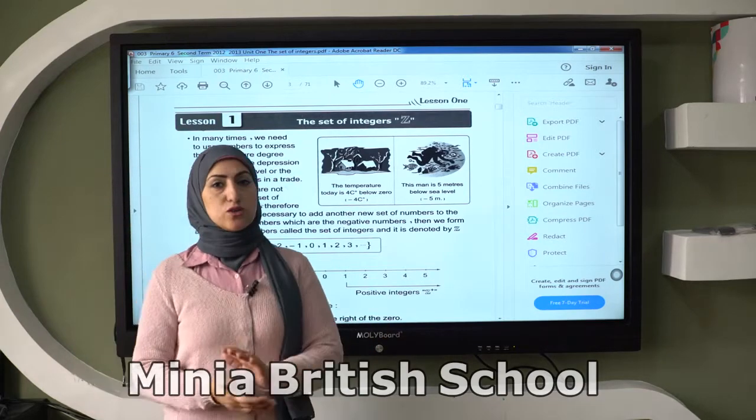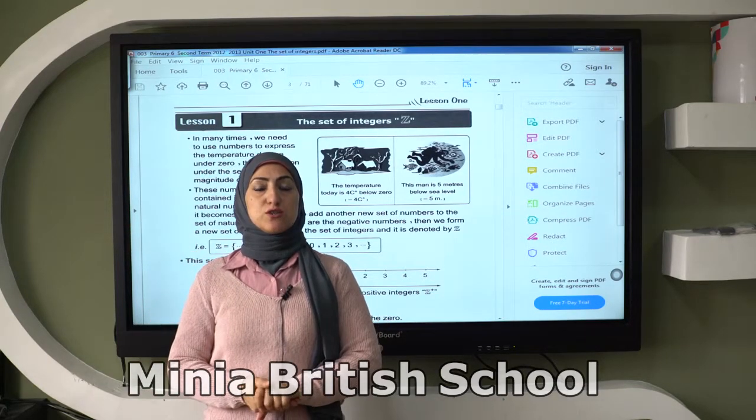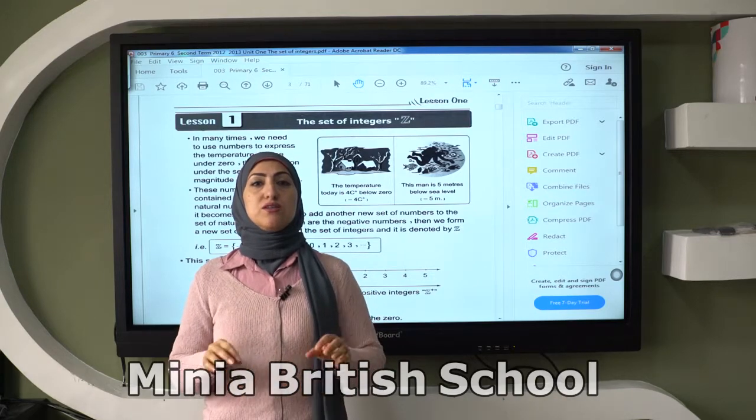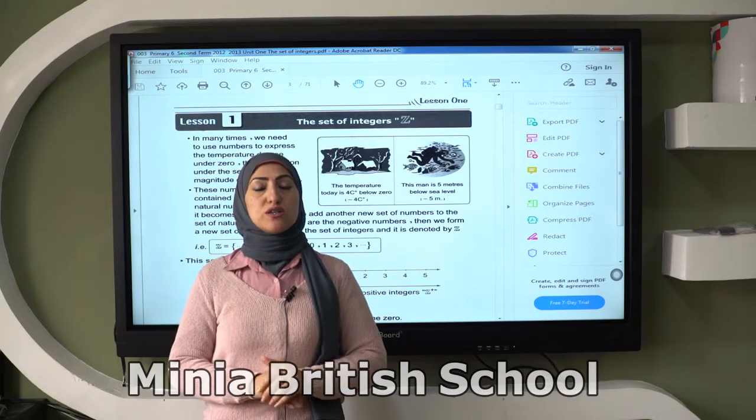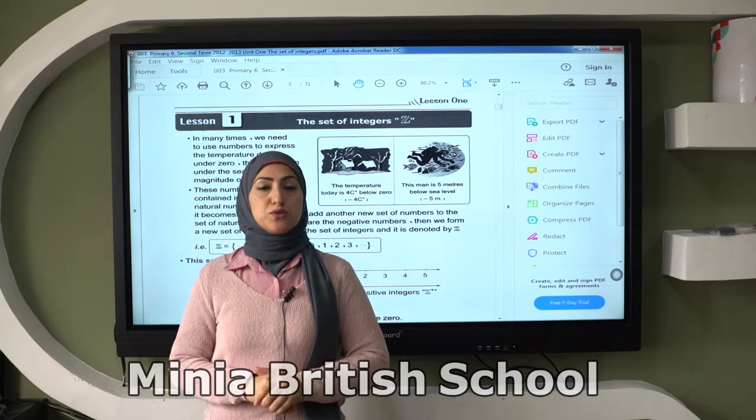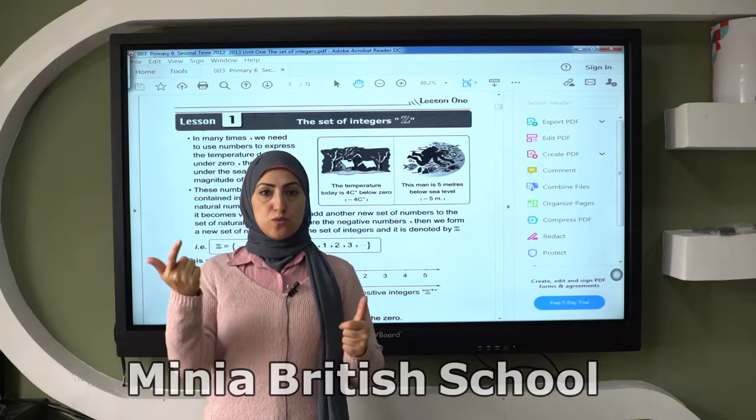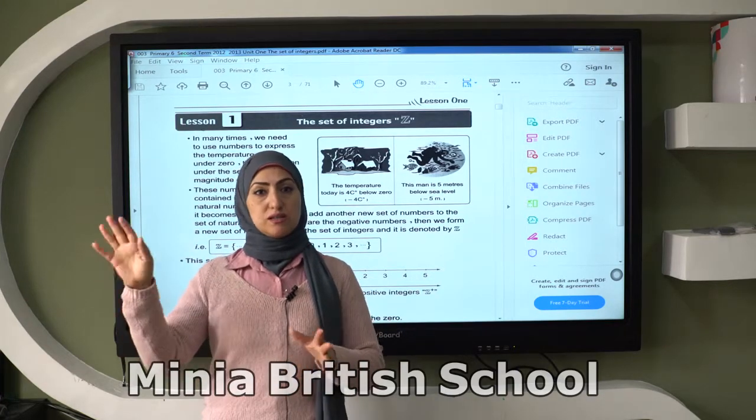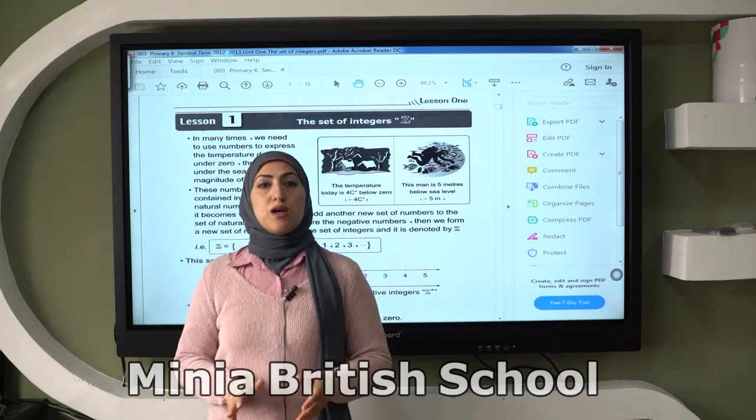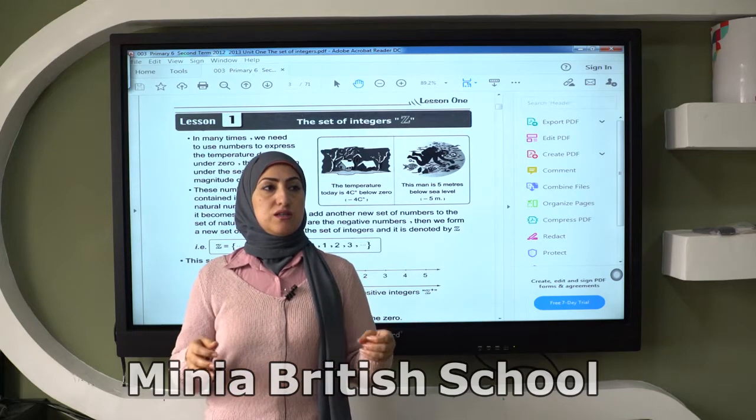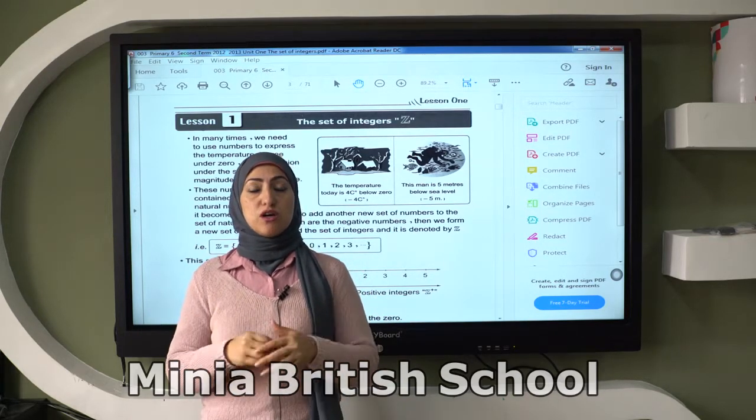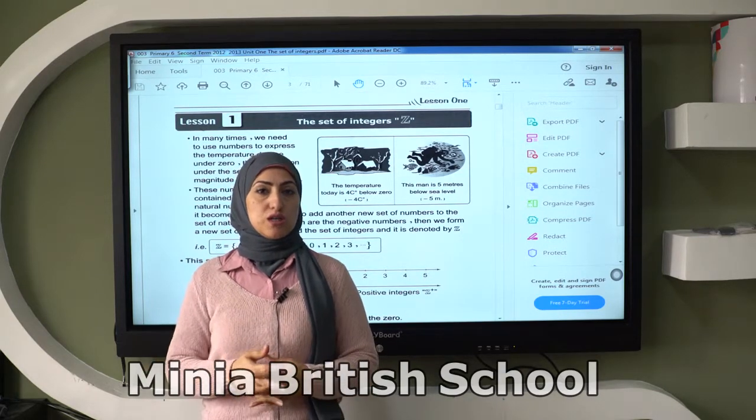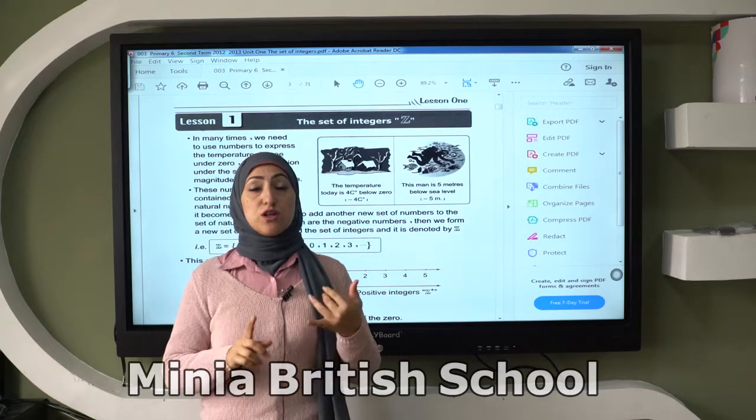Before we start the set of integers, let's remember that last year you had the natural numbers. What are the natural numbers? The natural numbers are 0, 1, 2, 3, 4 and so on, with no end, infinite numbers, okay? But the scientists found that these numbers are not enough to express many situations, like a loss.